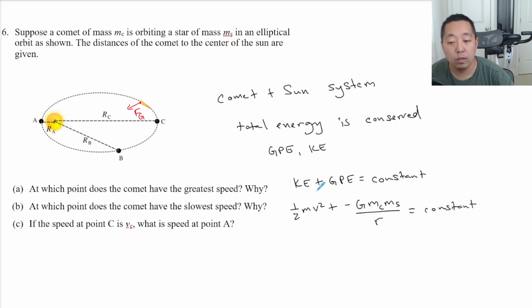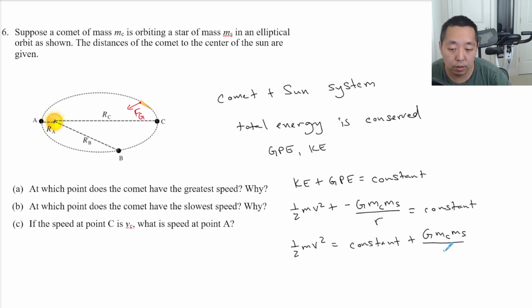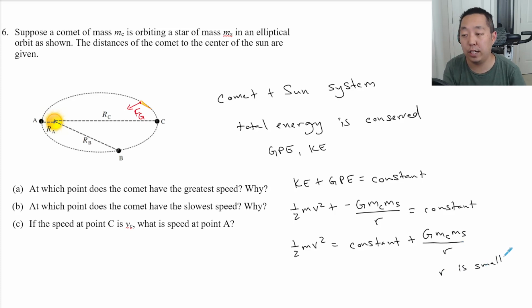So the kinetic energy, you can solve for this, is equal to whatever the constant is plus G mc ms over r. Now, how do you get this quantity to be as big as possible? It's big when r is small. That's true about gravitational potential energy: when the comet is closer to the sun, it has less gravitational potential energy. That makes sense because near the surface, we have less potential energy than if we're higher above the surface.